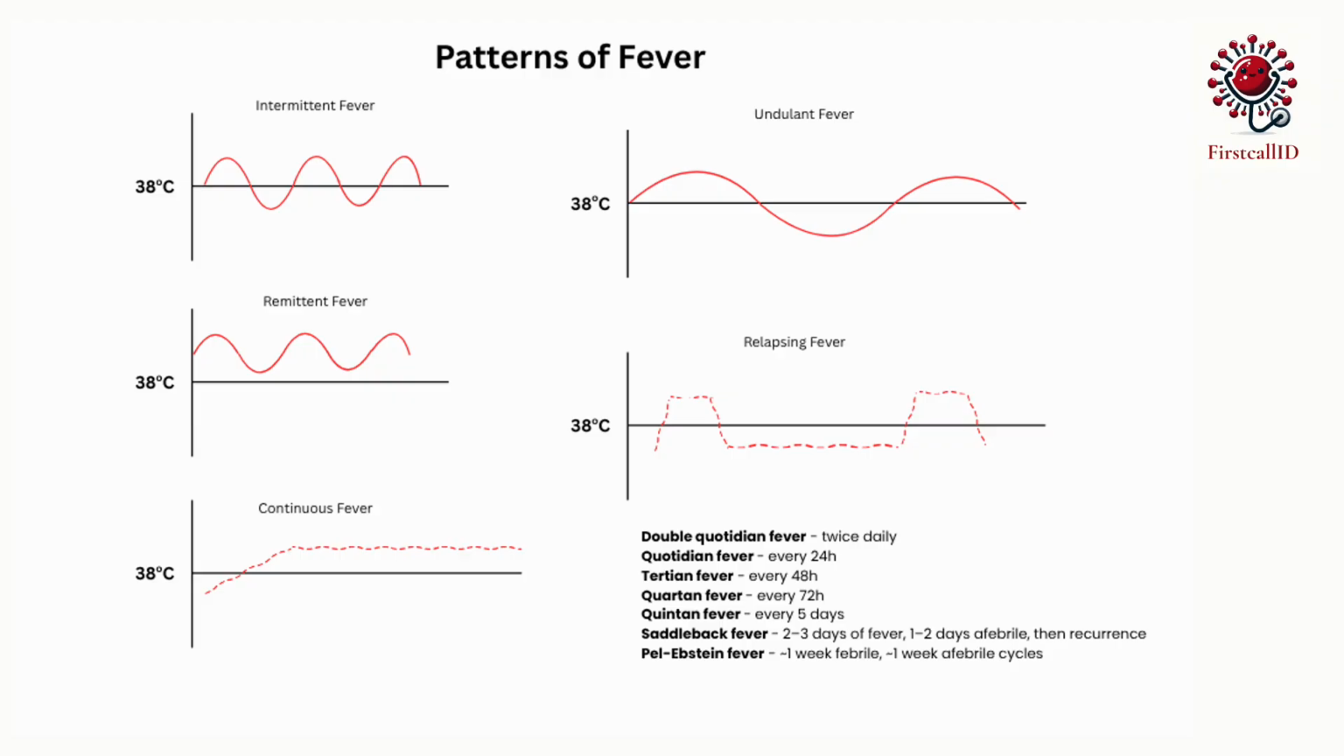First is intermittent fever, where a patient will have a phase or phases where the temperature is greater than 38 degrees Celsius, but also periods where they're afebrile.